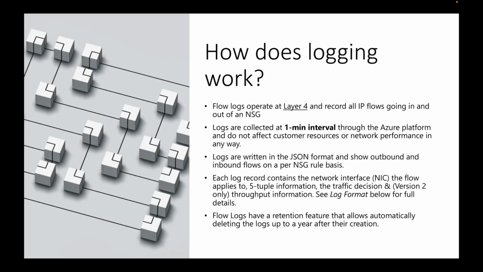So let's talk a little bit about how this logging works. Flow logs operate at layer 4 and record all IP flows going in and out of your NSG, that's your network security group. Logs are collected at a 1-minute interval through the Azure platform and do not affect customer resources or network performance in any way. Logs are written in JSON format, and we're going to get to that in a little bit. They show outbound and inbound flows on a per-NSG-rule basis. Each log record contains the network interface, the NIC, the 5-tuple information the flow applies to, and the traffic decision.